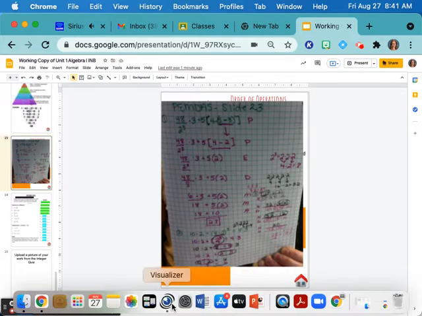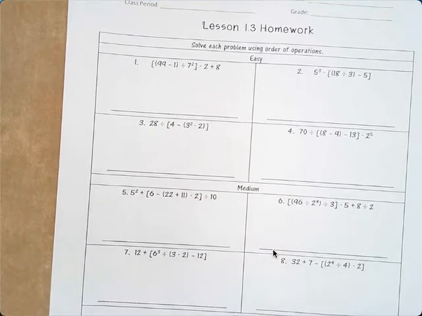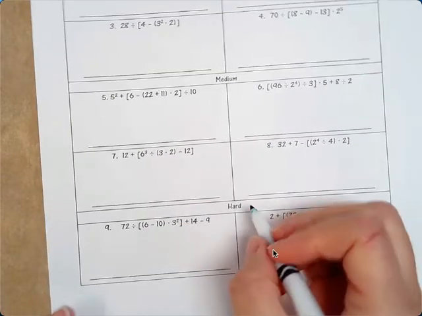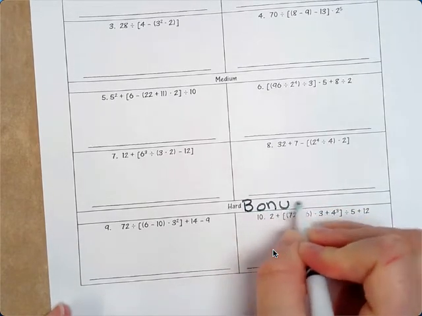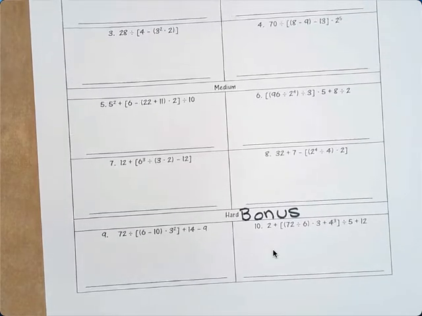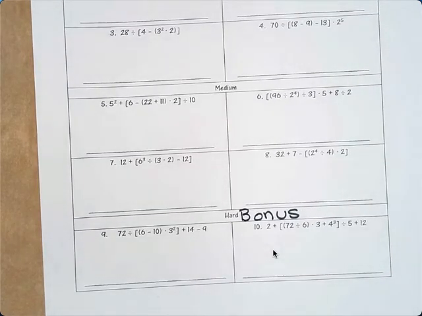So your assignment, I just passed it out. It is this lesson 1.3. The hard ones on the bottom are going to be bonus. So you only have 8 problems to do. And you have the rest of the class period to work on this. Once you finish this, then you can check your answer with my answer key and see how you did. And then you can turn it in. So if you miss it, I'll let you correct it. But you have to have the entire thing done.